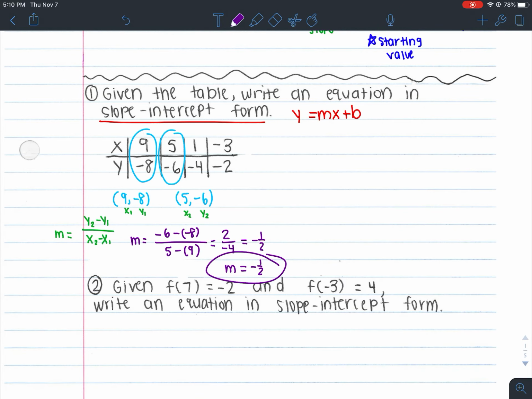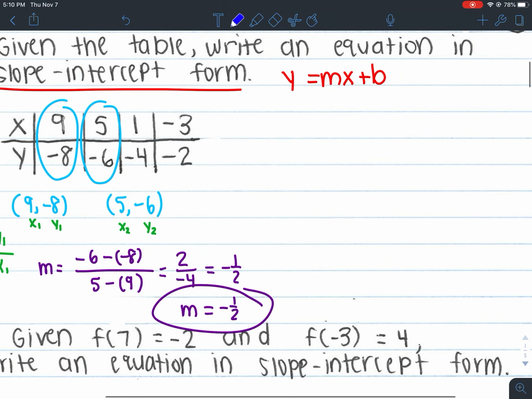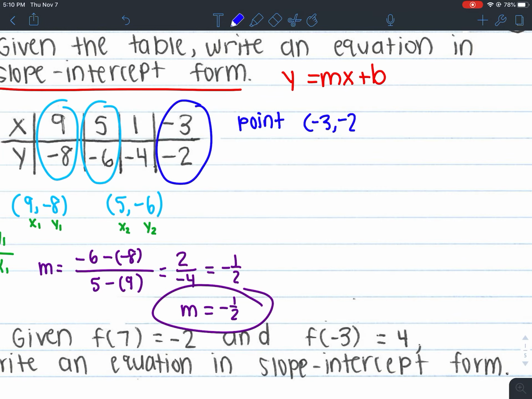We need to go to find slope-intercept form. Because this does not give me a y-intercept, I got to keep going, and we're going to have to start in point-slope form. We can always use point-slope form as long as we have a point and a slope. And since I have a slope here that I just found, I can use any point on this table. Let's go ahead and use negative 3, negative 2. So I'm going to pick that as my point, negative 3, negative 2. And my slope is negative 1/2.